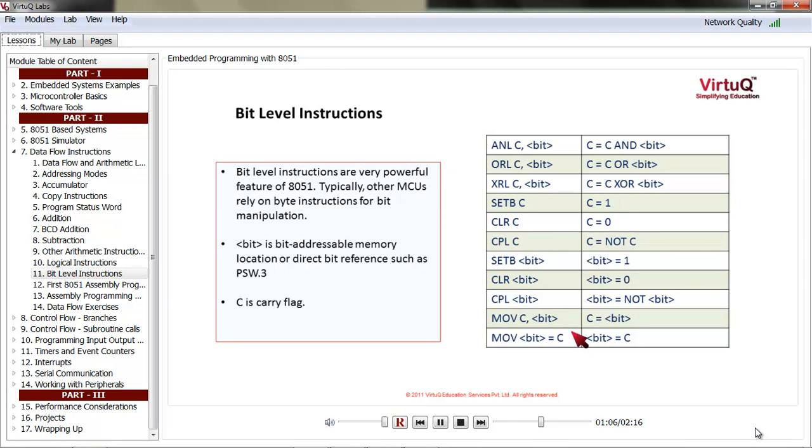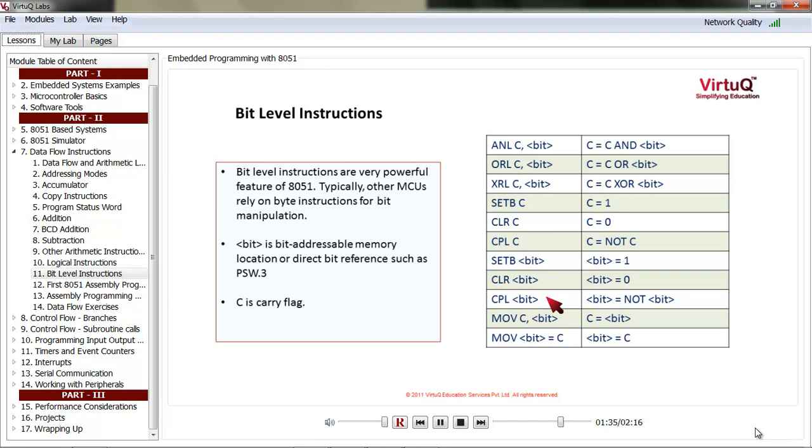So here bit can be a direct reference to a particular bit. For example, suppose you are referring to the third bit of the program status word, then you are going to write this as PSW.3, or it can be a bit addressable memory location. In the memory organization, we saw that some memory locations have been reserved for bit level manipulation, and you can actually write those addresses right here if you want to access memories directly.